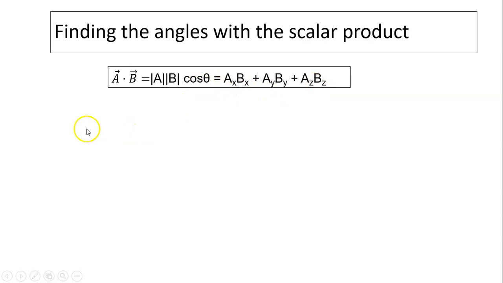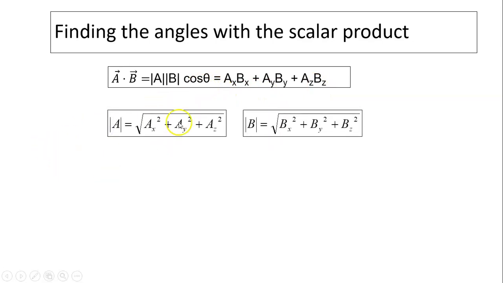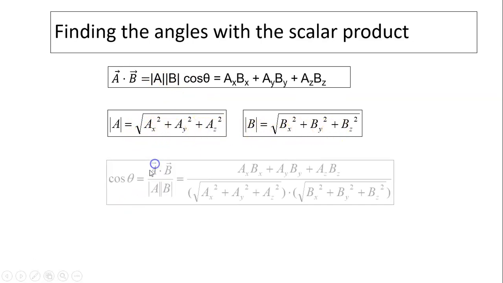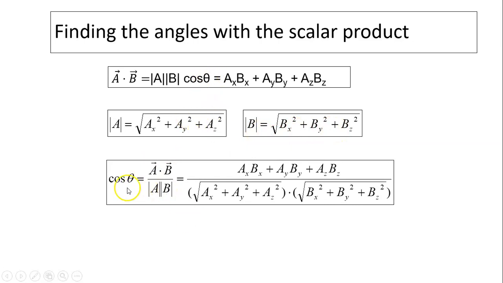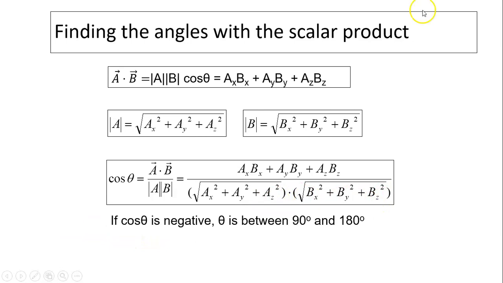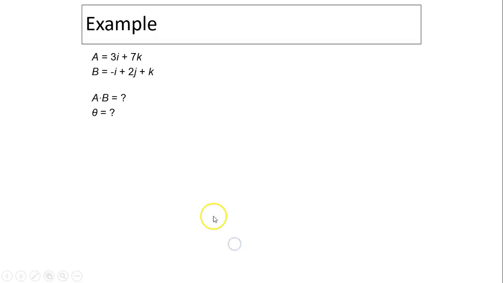How do we solve for cosine theta? We just move it around, right? What is the size of a? The square root of ax squared plus ay squared plus az squared. And b equals that too. So from here, we can solve for cosine theta, and to find theta, we use inverse cosine. So basically, it is the component scalar product divided by size of a times size of b. If cosine theta is negative, that means theta is between 90 and 180 degrees.